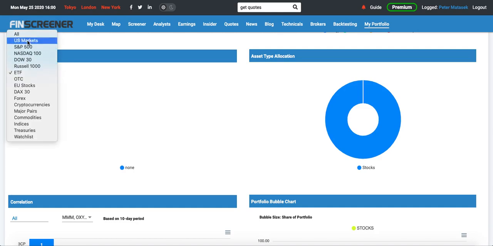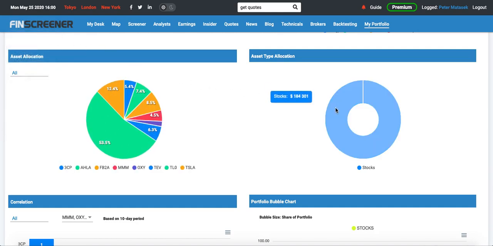In the asset-type allocation, you can see how the portfolio is diversified in terms of different types of securities such as stocks, commodities, forex, ETFs, etc.